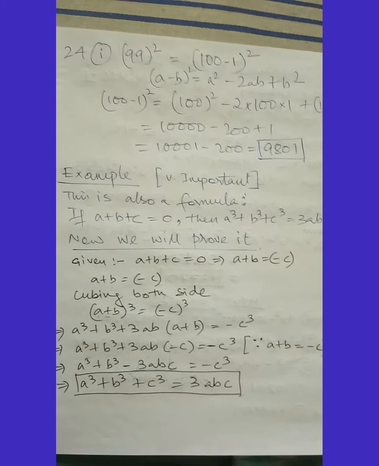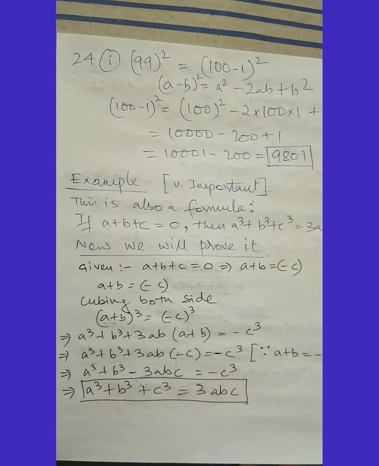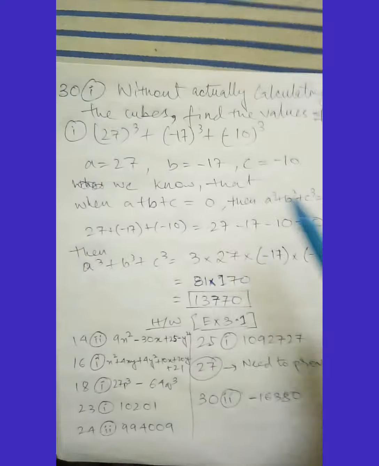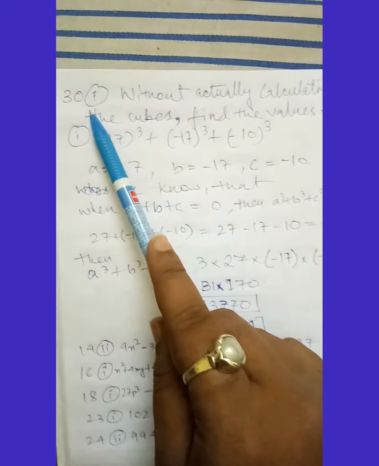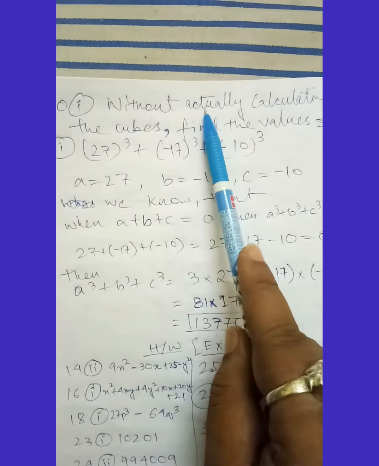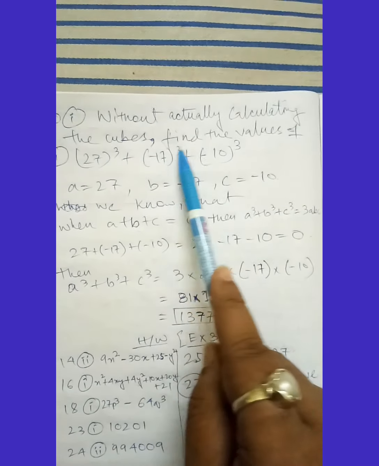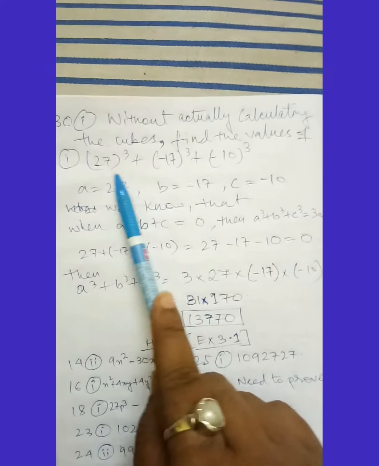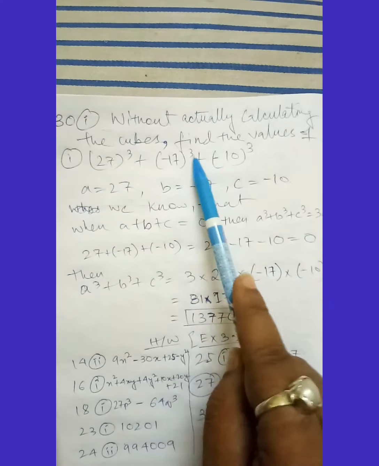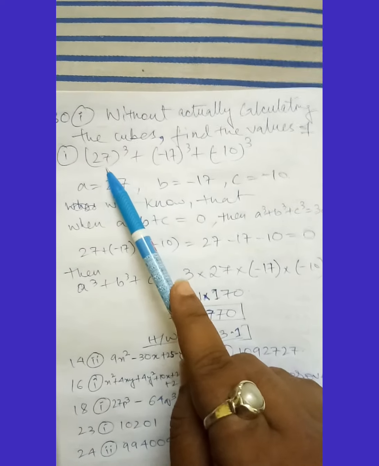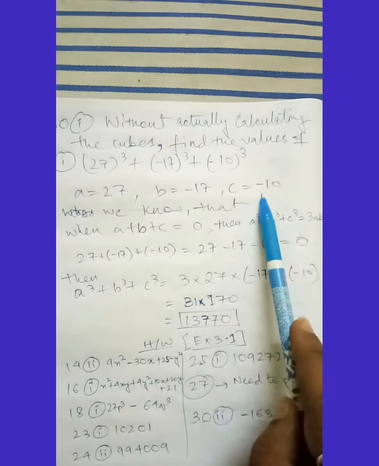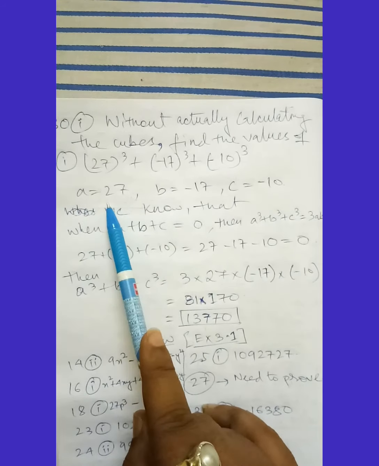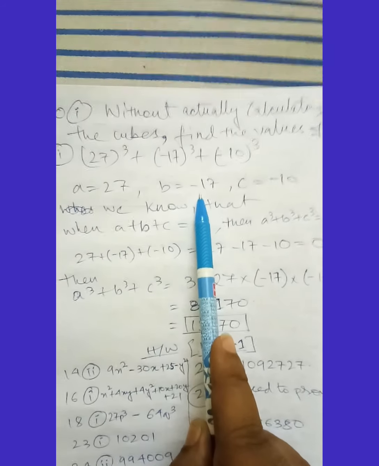Okay, we'll do one question on this also. See what I've written: one question from exercise 3.1, question 3 part 1, without actually calculating the cubes, find the values. Since the cubes are given, I can find it by cubing each number, but it will take a lot of time: 27 times 27, 27 again, 17 times 17, 17 again, 10 times 10. Then from here I have written a equals 27, b equals minus 17, c equals minus 10.